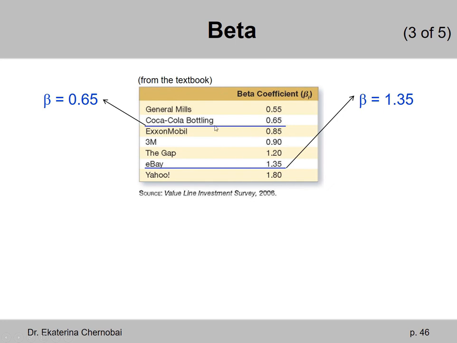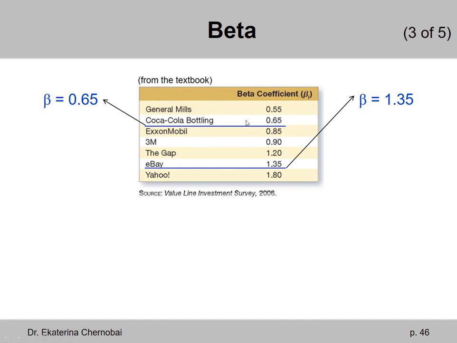So let's look at this table where we have different companies: General Mills, Coca-Cola Bottling, ExxonMobil, 3M, The Gap, eBay, and Yahoo. Let's look at a couple of those. Coca-Cola Bottling, the beta coefficient equals 0.65. And then let's also look at eBay's beta, which is 1.35. By the way, betas for all companies are available on websites like Google Finance or Yahoo Finance. They're kind of known numbers. So for eBay, it's 1.35. For Coca-Cola Bottling, it's 0.65.